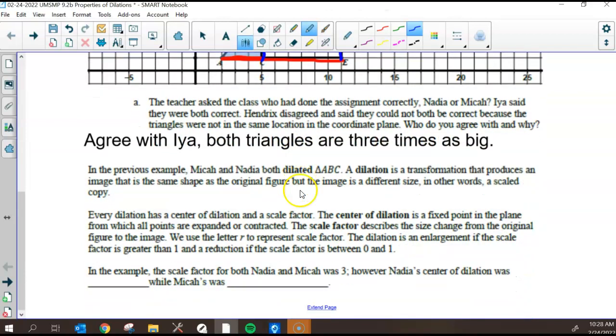So let's discuss that whole dilation thing. As it says here in the previous example, Micah and Nadia both dilated triangle ABC. Even though it didn't appear that way, Jaden thought it's not a dilation, it's just a translation. It is a dilation. A dilation is a transformation that produces an image that is the same shape as the original figure, but the image is a different size. In other words, it produces a scaled copy.